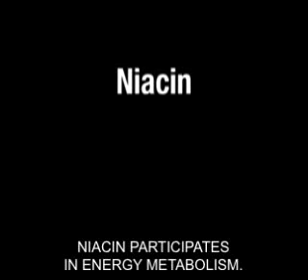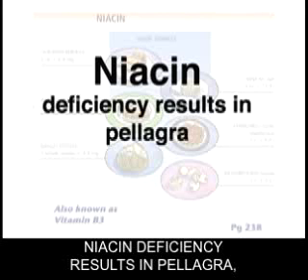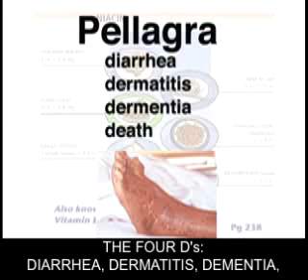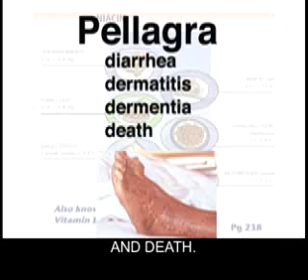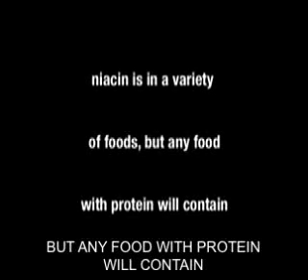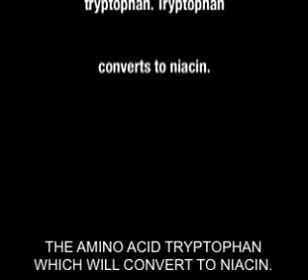Niacin participates in energy metabolism. Niacin deficiency results in pellagra, known by its 4 symptoms. The 4 Ds: diarrhea, dermatitis, dementia, and death. Niacin is in a variety of foods, but any food with protein will contain the amino acid tryptophan, which will convert to niacin.